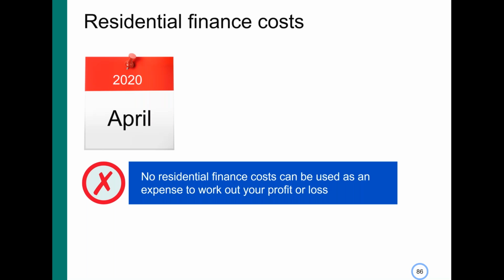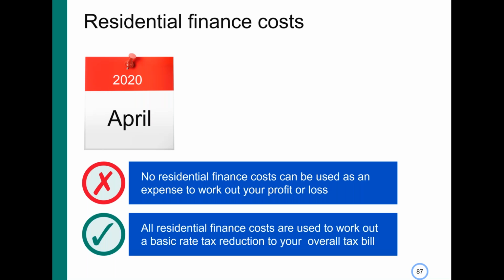You cannot use any finance costs from a residential property as an expense when working out your profit or loss. Since April 2020, all allowable finance costs from residential property are used to work out a basic rate tax reduction to your overall tax bill. The basic rate is currently 20%.